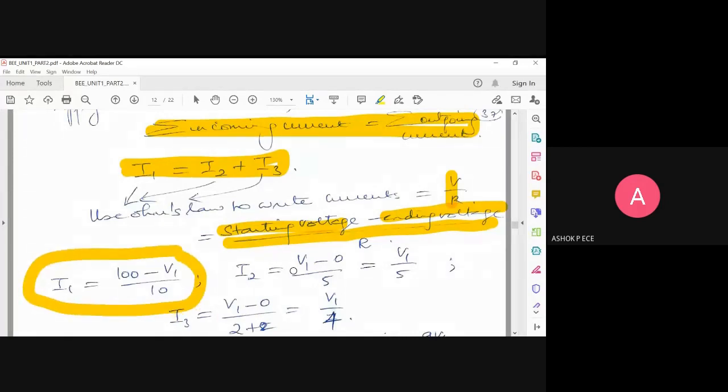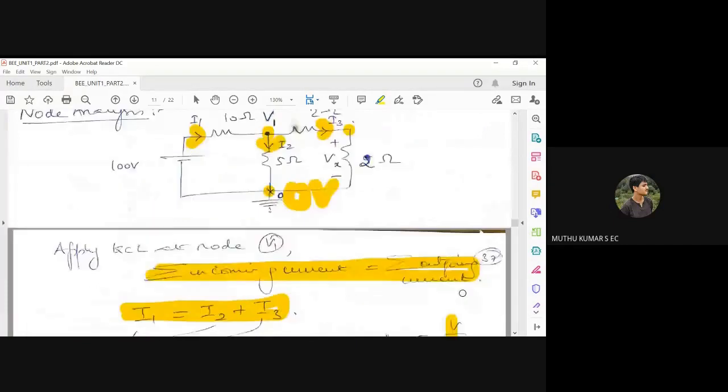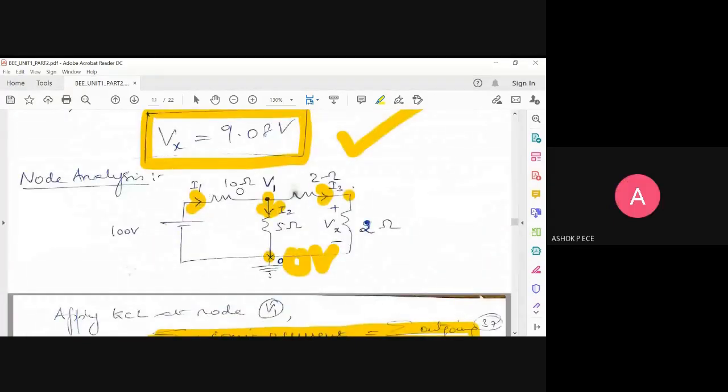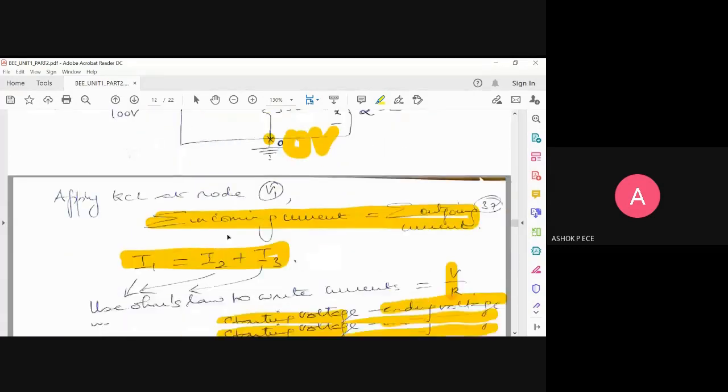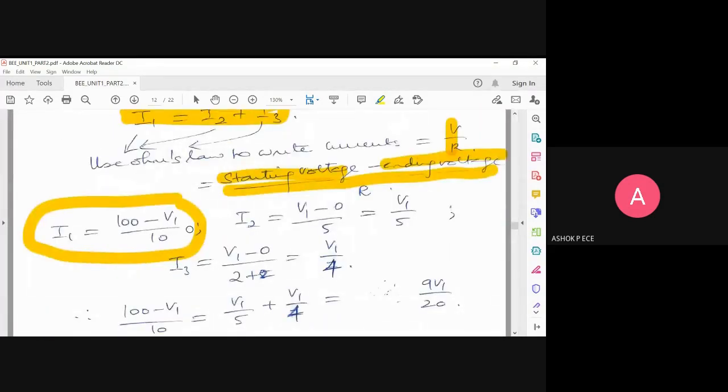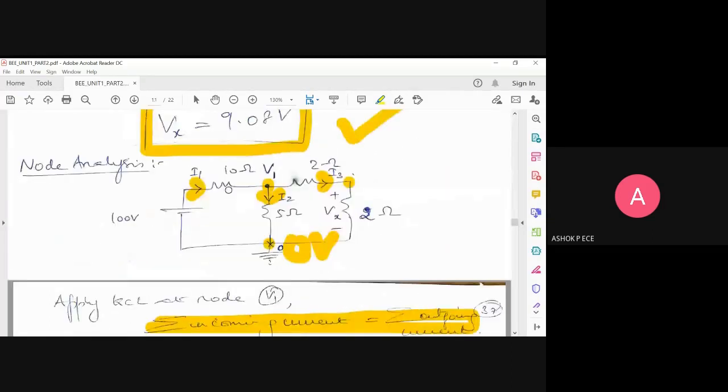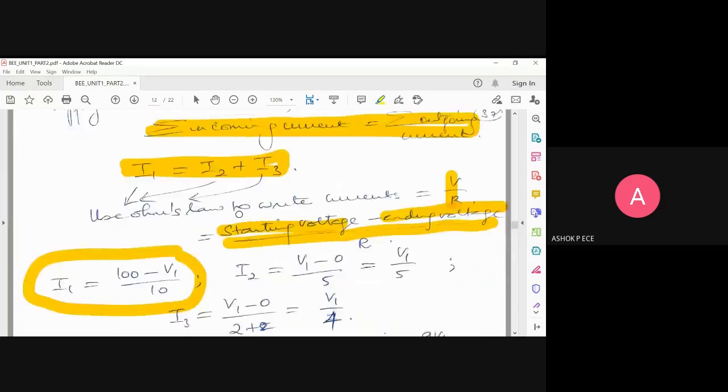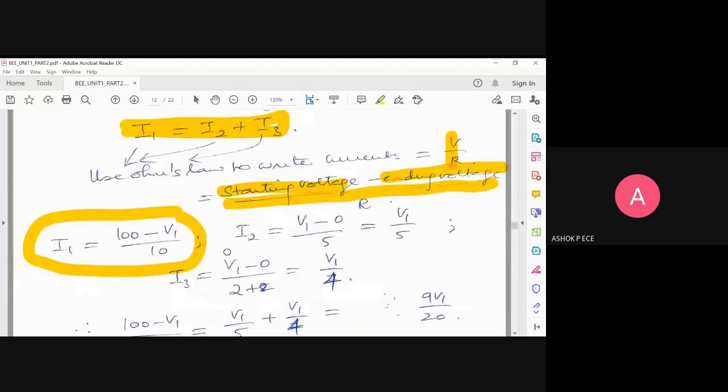How do we write the expression for I1? If you have one more resistance, 5 ohms in series along with 10, the equation will be 100 minus V1 by 10 plus 5. You have to add the resistances in series. Here you have only one resistance, 10 ohm, so it is 100 minus V1 by 10. So is I1 clear?